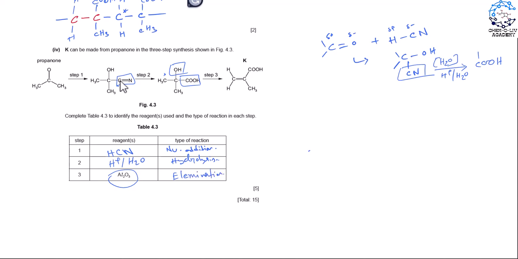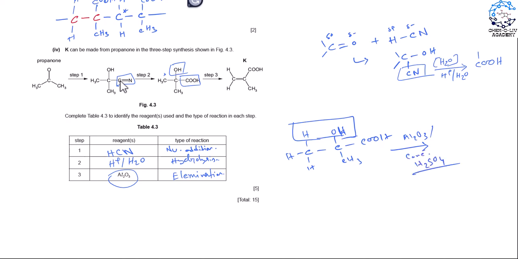Let me show you the reaction. CH3 is there, and then C(OH), CH3, and then COOH. Now this H and OH is going to be eliminated in the presence of any dehydrating agent like Al2O3 or concentrated H2SO4, which could also be used over here. The presence of these two is going to form a double bond over here, right? And the rest of the bonds are not changed. So elimination reaction is the type of reaction.